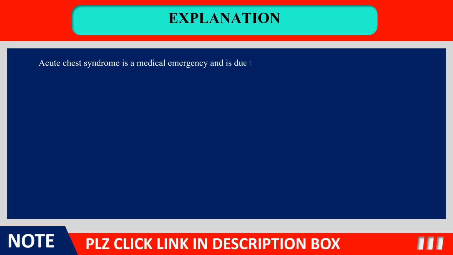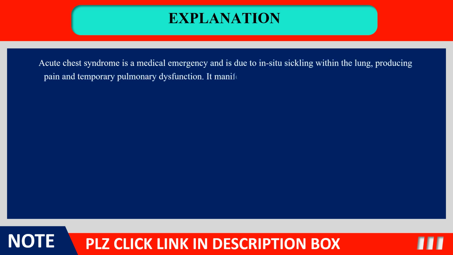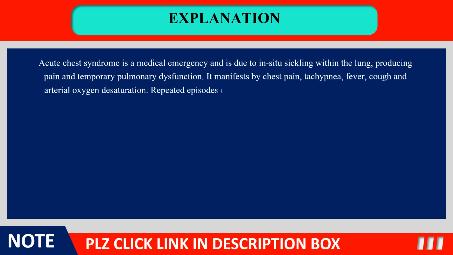Acute chest syndrome is a medical emergency and is due to in situ sickling within the lung, producing pain and temporary pulmonary dysfunction. It manifests by chest pain, tachypnea, that is fast breathing, fever, cough, and arterial oxygen desaturation. Repeated episodes of acute chest syndrome correlate with reduced survival.